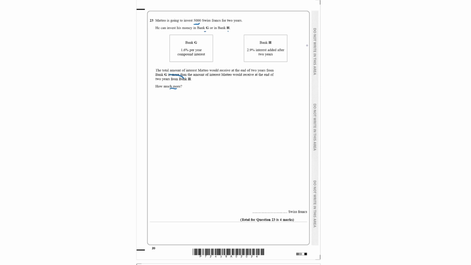The formula for compound interest is A equals P times (1 plus r over 100) to the power of nt. A is the total amount you'll receive. P is the initial amount, so that's 5,000, times 1 plus the interest rate, which is 1.6 over 100. And n is the number of times he invests per year. This is only once per year, so this is 1 times how many years, which is given as 2.